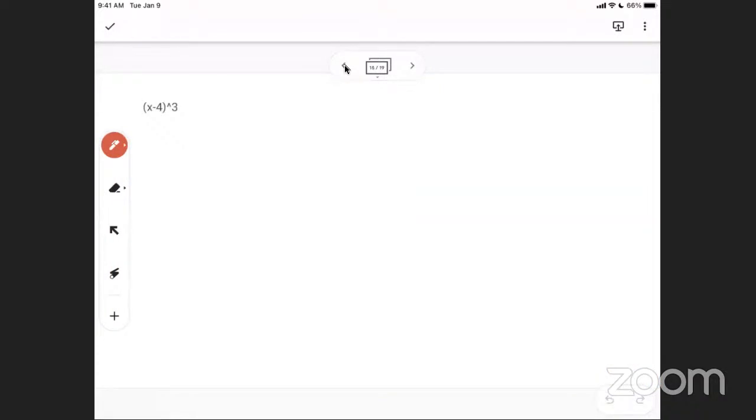All right, so this one, they want you to expand it. There's a couple ways you can do this. You probably haven't learned Pascal's triangle, so I won't confuse you with it, or if you want, I will. But basically this is x minus 4 times x minus 4 times x minus 4. So to expand it, you're going to have to take this and distribute it into here, and take this and distribute it into here. And then what you get left over, you're going to have to distribute into this one as well. So let's just do that one at a time.